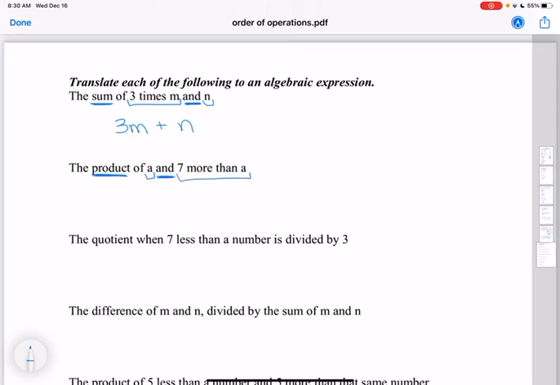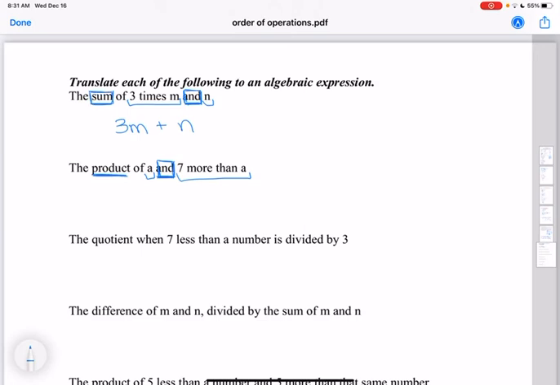I lose a lot of students here because they don't group that "more than a" with the 7. They think that it's a times 7 and then more than a. But that "and" right here, this is the separator. Okay, so it was the separator back on this last one. It was 3m and n. So that's where we put the sum, right, was where the "and" went.